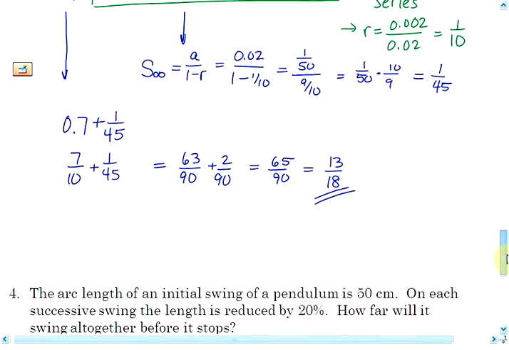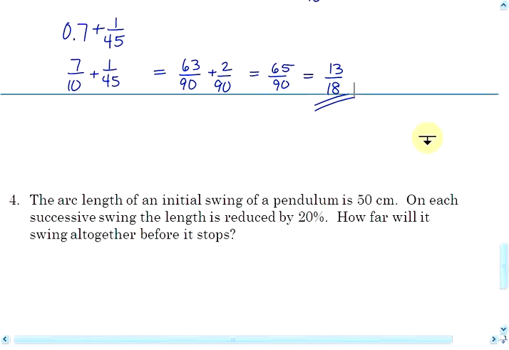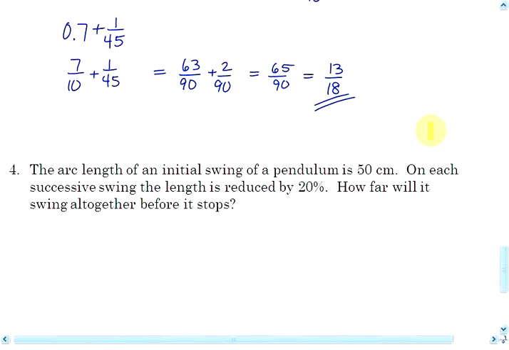Okay, moving on to the word problems. The arc length of an initial swing of a pendulum is 50 centimeters. On each successive swing, the length is reduced by 20%. How far will it swing altogether before it stops? So a pendulum is just like a grandfather clock motion. It's swinging back and forth, back and forth. Each time it does that, it's losing 20% of its distance.